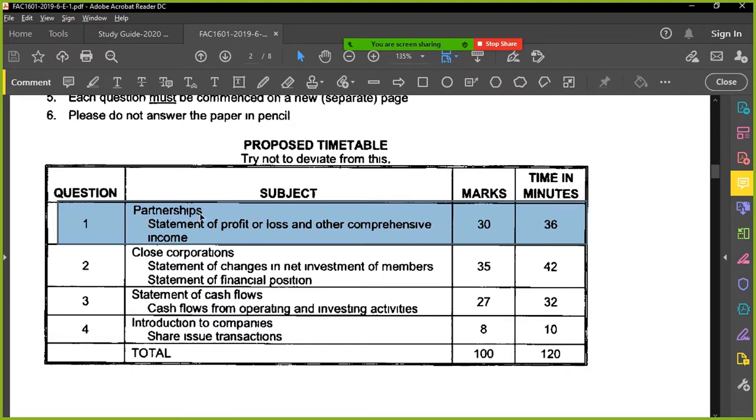Is it possible for us to do it the other way? What other way? Just because I want to get my basics right. Can we start with question 4 and work up? Yeah, that's fine. Doesn't matter where we start.